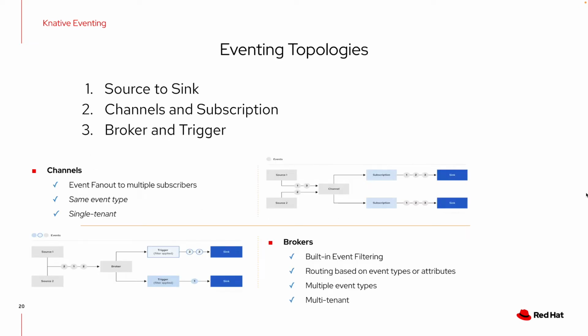With Knative Eventing, there are three main patterns you can implement. There is source to sink, channel and subscription, and broker and trigger. Knative Eventing uses a set of specific custom resource definitions for each of those patterns, which controls the event-driven communication between your serverless applications.